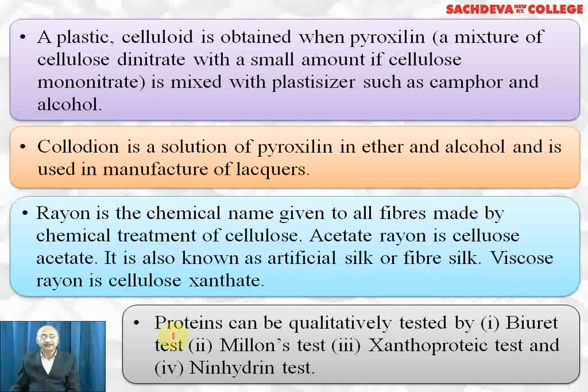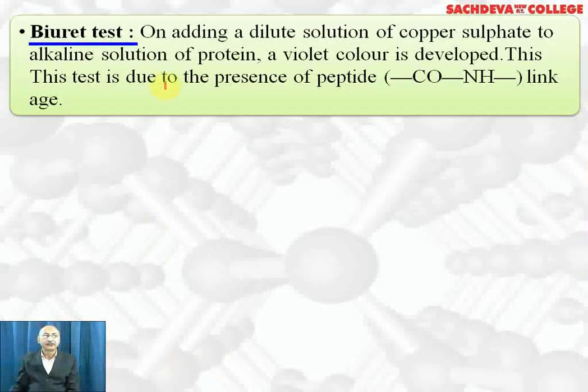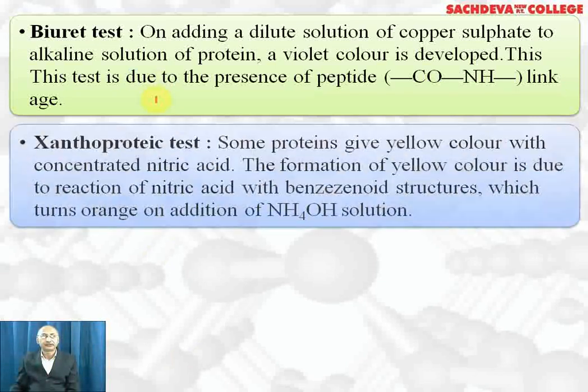Proteins can be qualitatively tested by the Biuret test, Millon's test, xanthoproteic test, and ninhydrin test, which we are going to discuss. Biuret test: on adding a dilute solution of copper sulphate to an alkaline solution of protein, a violet color is developed. This is the test. This test is due to the presence of peptide linkage. It can be used for all proteins.